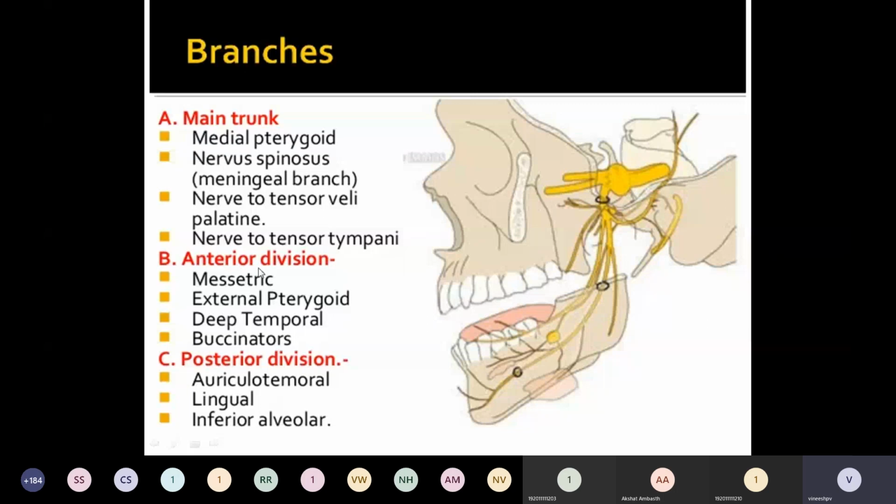From the anterior division, all are motor nerves except the buccal nerve. So masseteric, the nerve to the lateral pterygoid, and the deep temporal nerves, and one buccal nerve, that is the sensory nerve. The posterior division gives the auriculotemporal nerve, the lingual nerve, and the inferior alveolar nerve. So only this much about the mandibular nerve is what you are supposed to know.